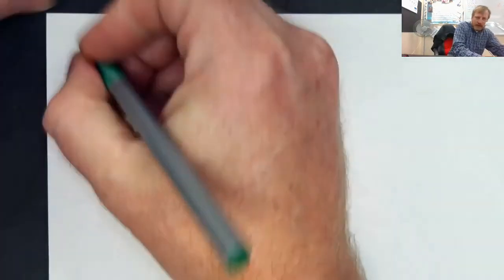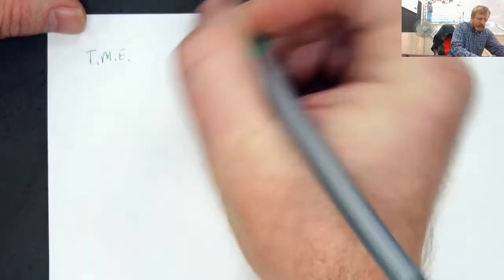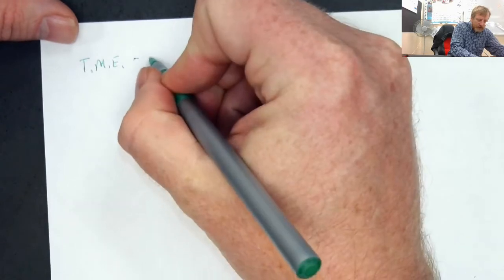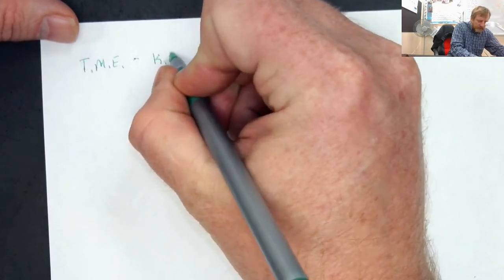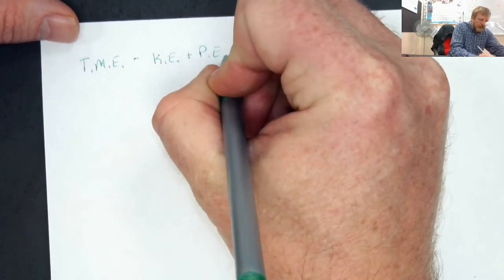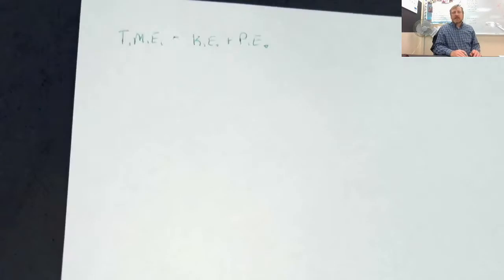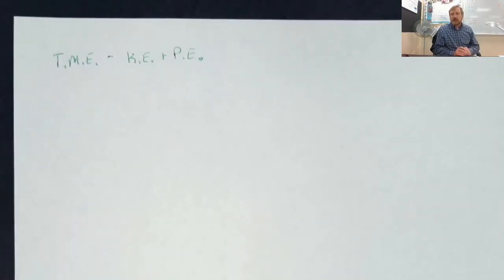So when we talk about total mechanical energy, first of all, I'm going to abbreviate that as TME. TME, or total mechanical energy, is the sum of the kinetic energy plus the potential energy. And this is totally true in all cases. This is the total amount of mechanical energy.